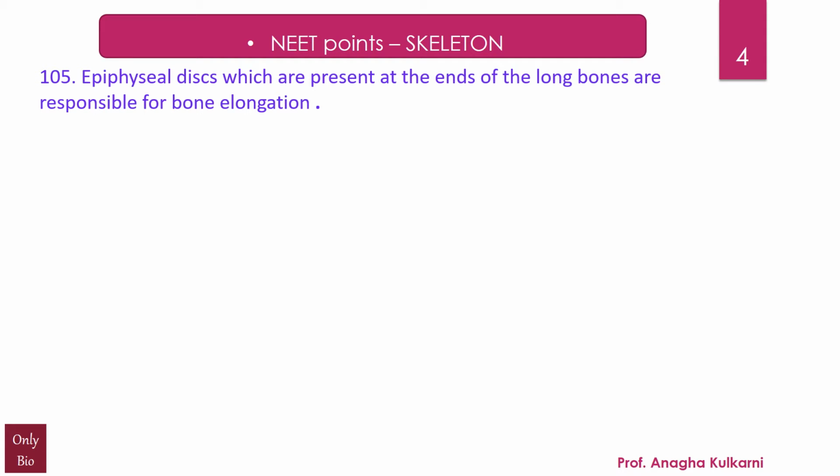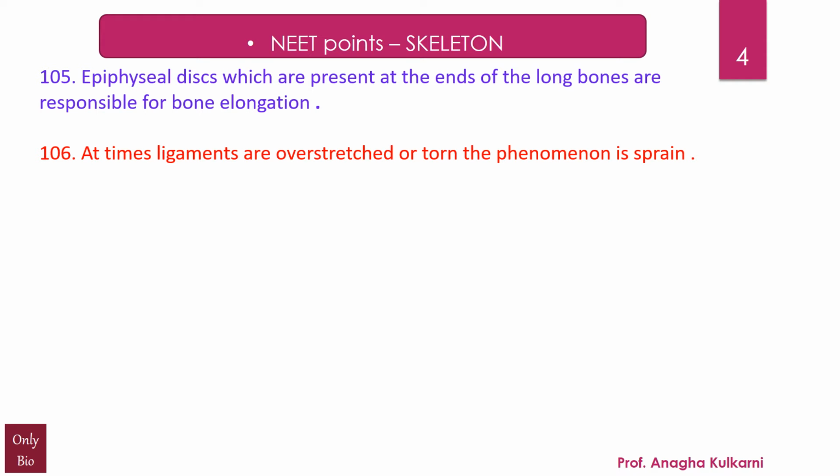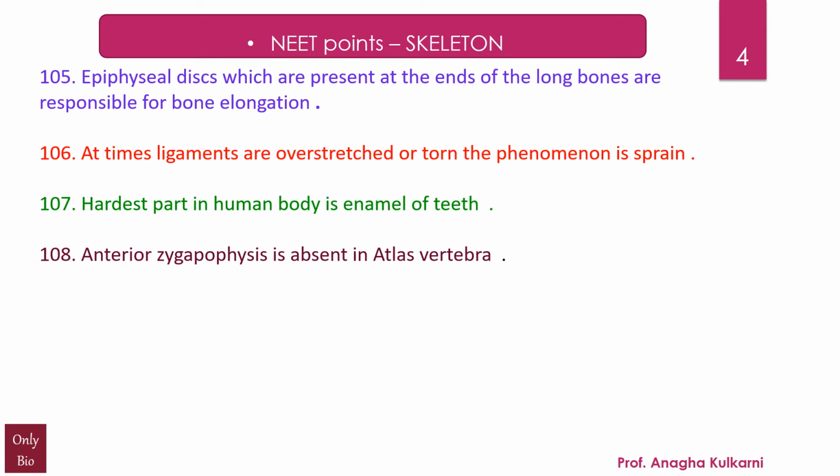Point number 105. Epiphyseal discs, which are present at the ends of the long bones, are responsible for bone elongation. Next, at times ligaments are overstretched or torn, and the phenomenon is sprain. Next, hardest part in the human body is enamel of the teeth. Next, anterior zygapophysis is absent in atlas vertebra.